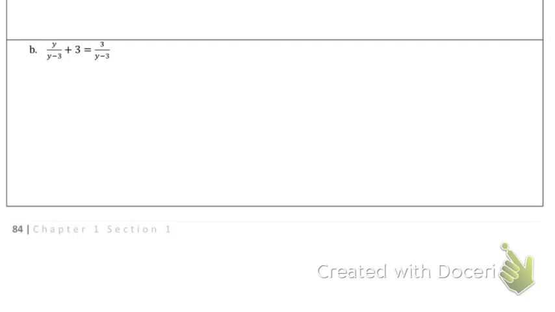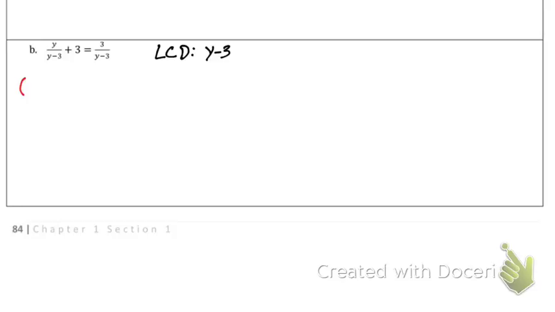So to clear the fraction, I need my lowest common denominator, which in this case, we only have one denominator, and that is y minus 3. The only time we're going to multiply our denominators is if I have different ones. So if I had y plus 3 and y minus 3, then my lowest common denominator would be y minus 3 times y plus 3. But we only have y minus 3, so let's multiply that on both sides.